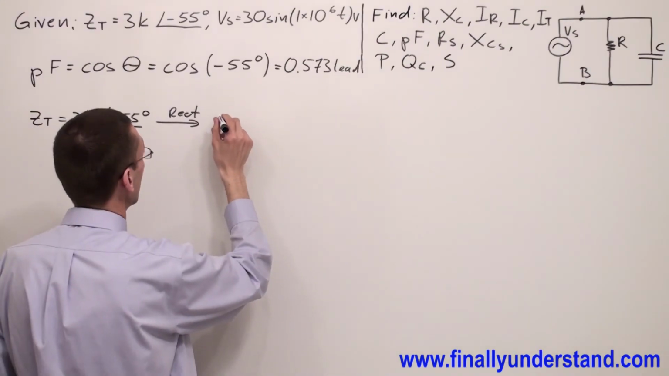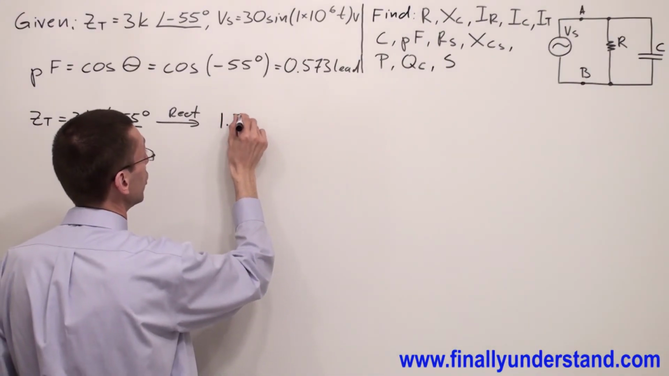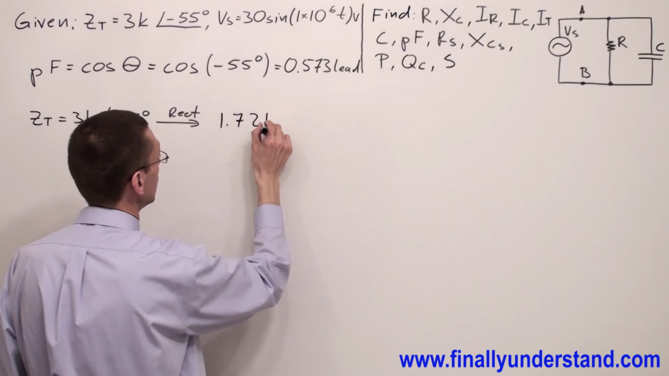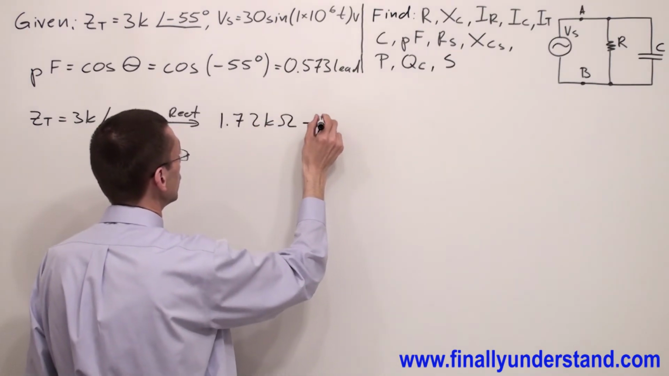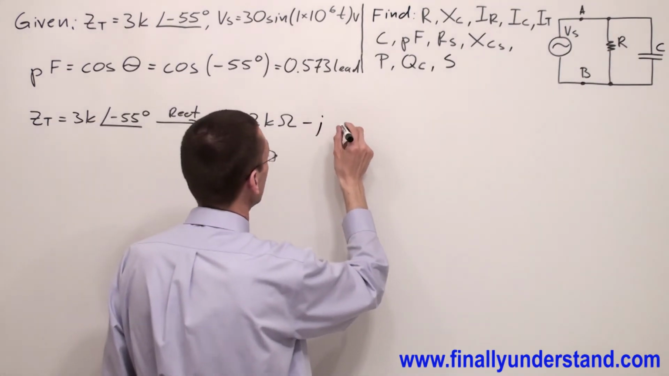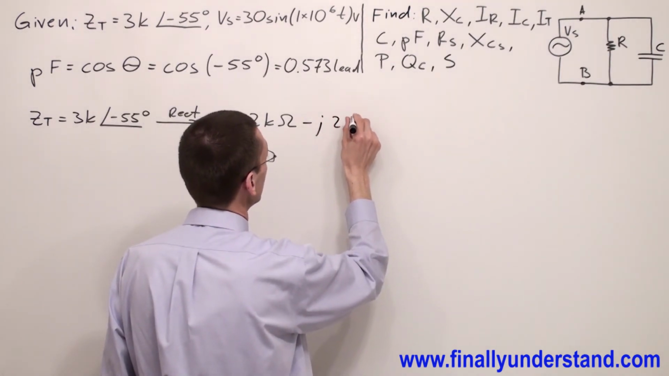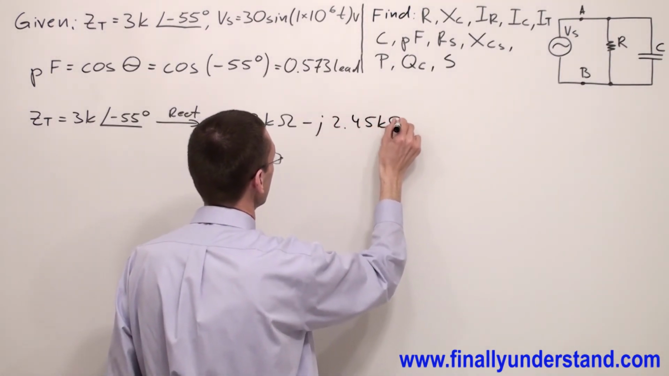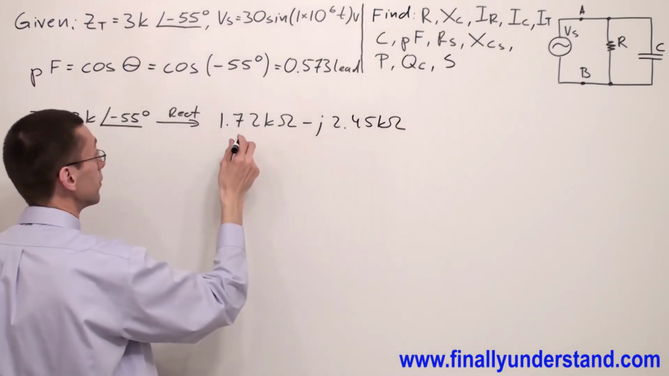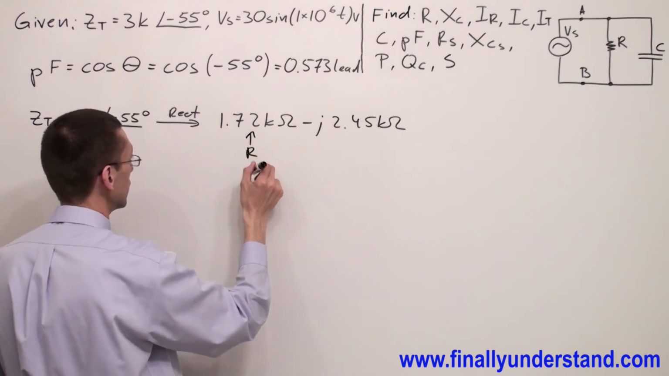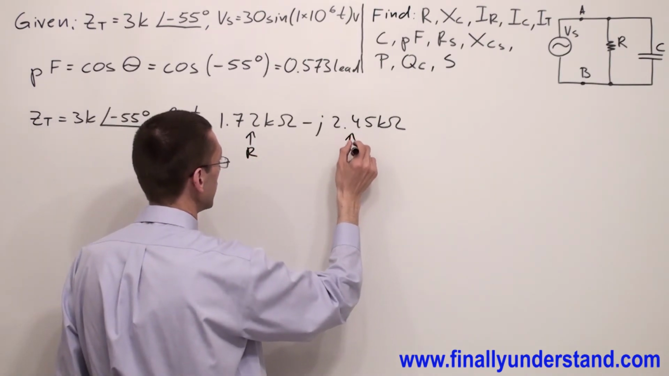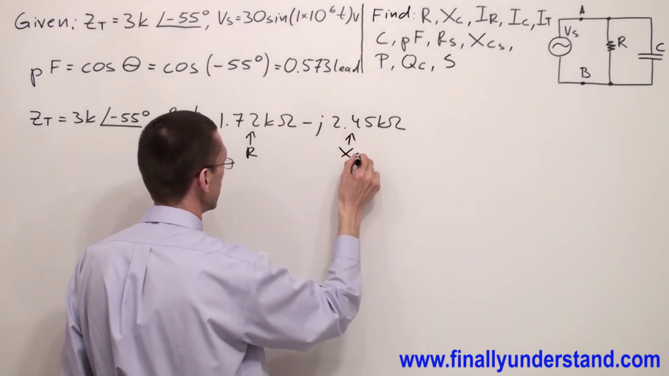I have 1.72 kiloohms minus J 2.45 kiloohms, where the real part is my resistance and the imaginary part is my capacitive reactance.